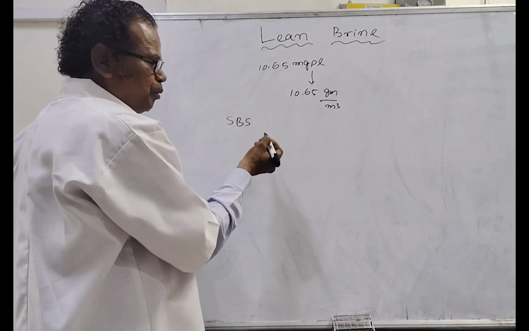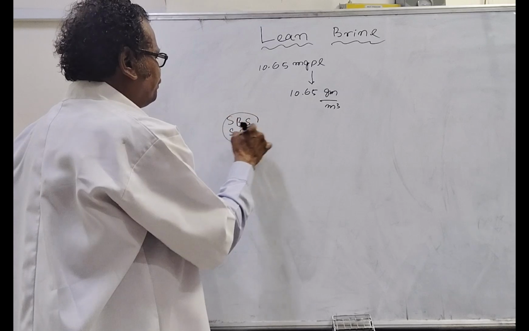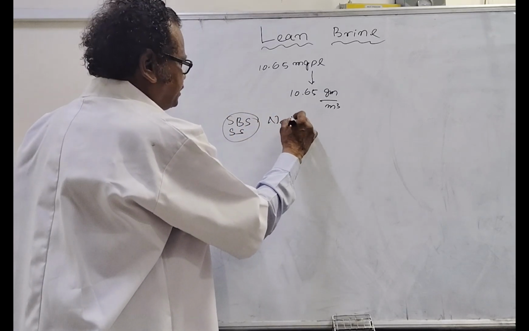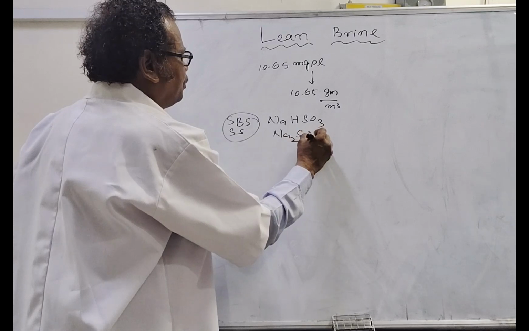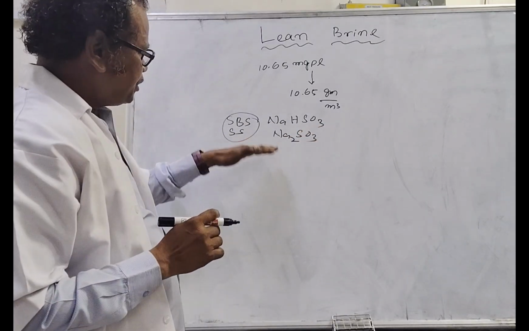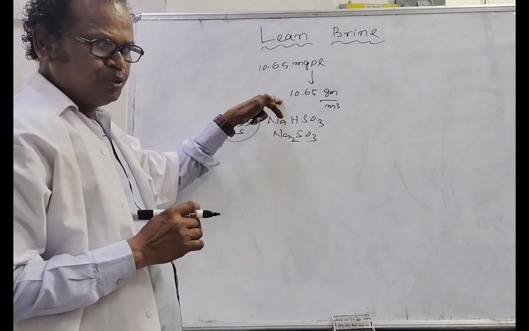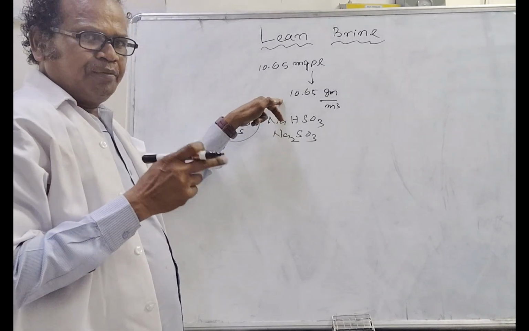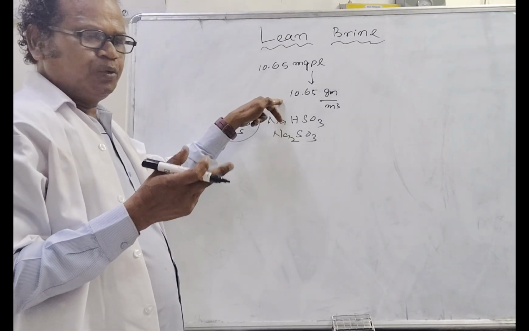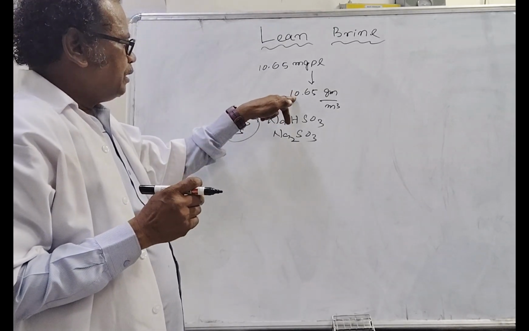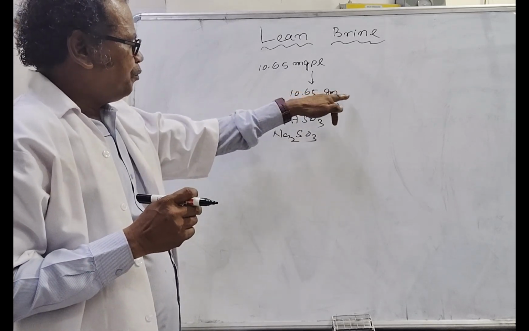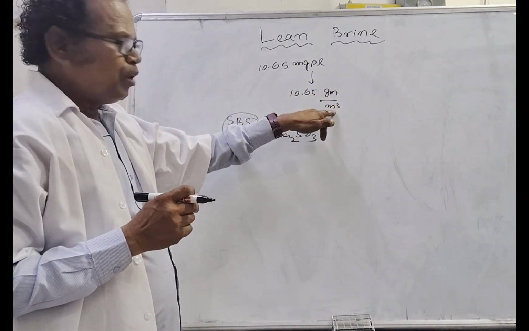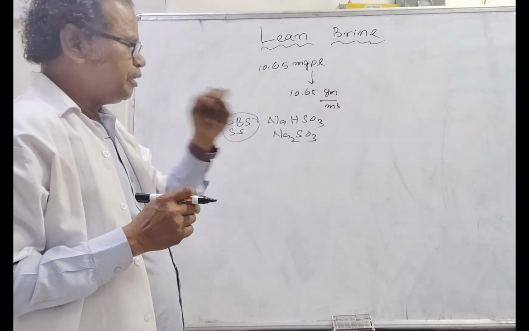SBS for sodium sulfite, Na2SO3. In place of this salt, we can use 10 gpl of SO2 gas solution to kill 10.65 grams of free chlorine in 1 m3 of lean brine.